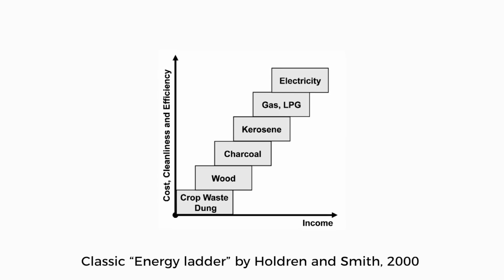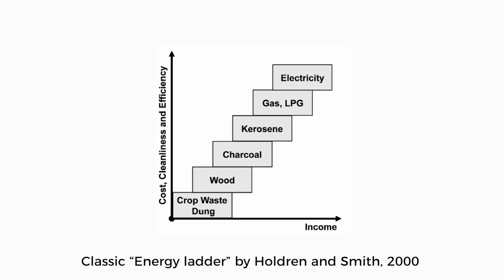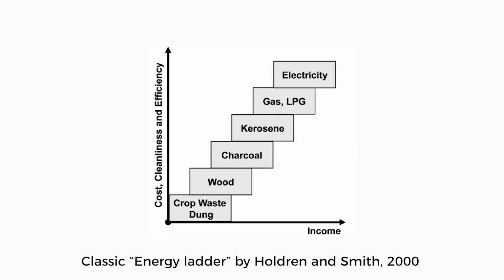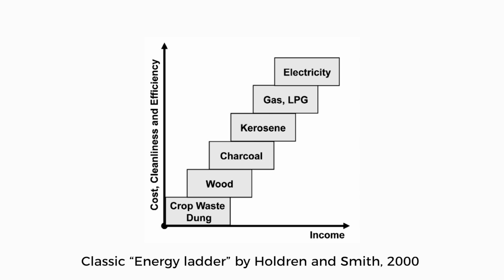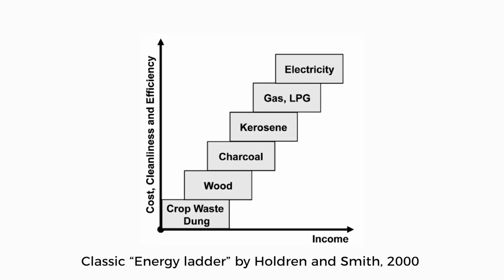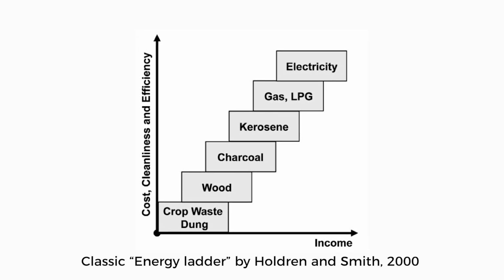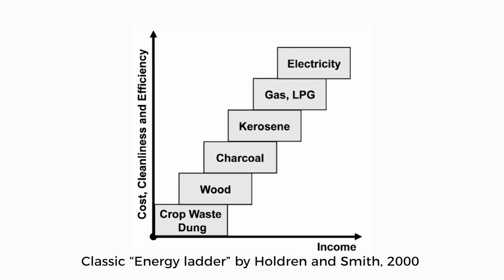Holdren and Smith describe that income and fuel wood use are inversely proportional to each other. Households at lower level of income and development tend to be at the bottom of the energy ladder, using fuel that is cheap or locally available but not very efficient or clean. According to WHO, over 3 billion people worldwide are at these lower rungs depending on biomass fuels, crop waste, dung, wood, leaves, etc. and coal to meet their energy needs.